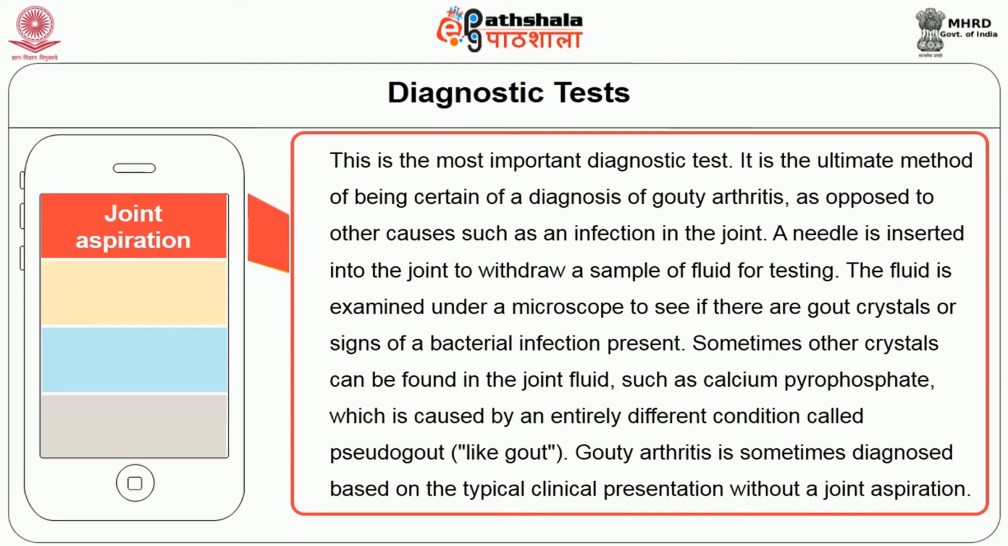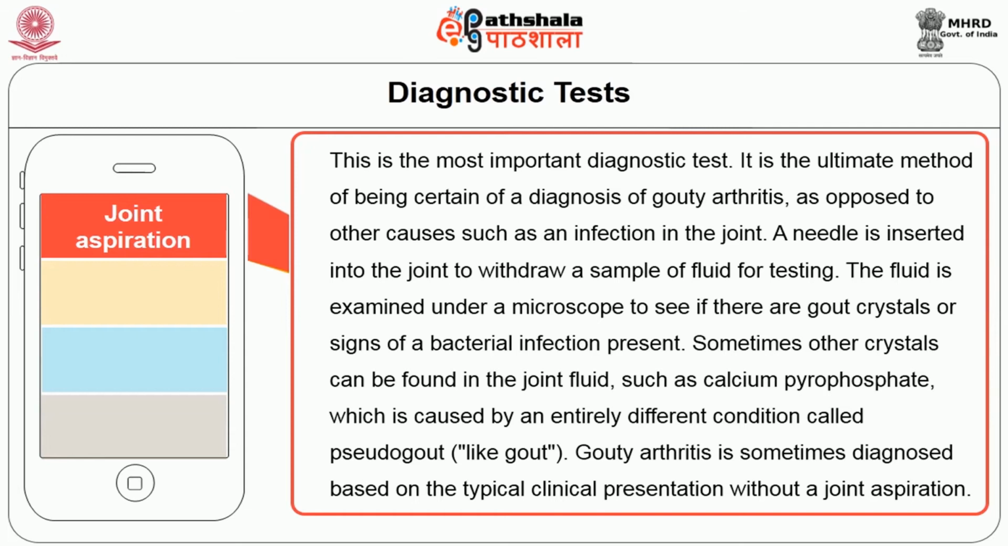Sometimes other crystals can be found in the joint fluid, such as calcium pyrophosphate, which is caused by an entirely different condition called pseudogout. It is also like gout. Gouty arthritis is sometimes diagnosed based on the typical clinical presentation without a joint aspiration.